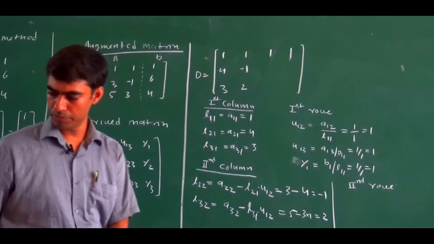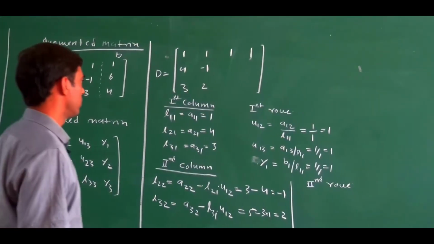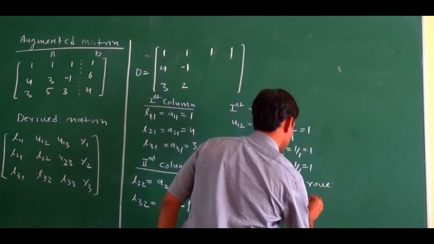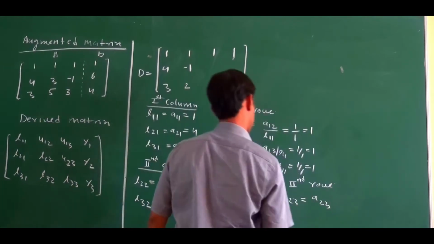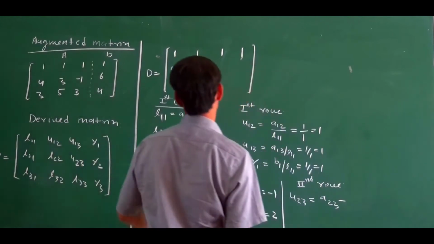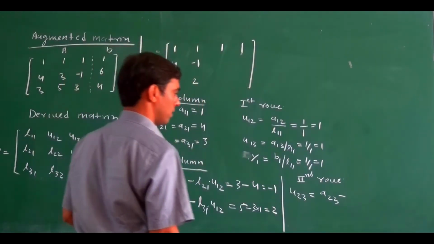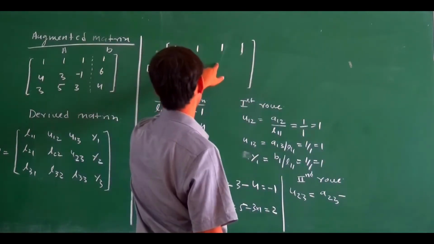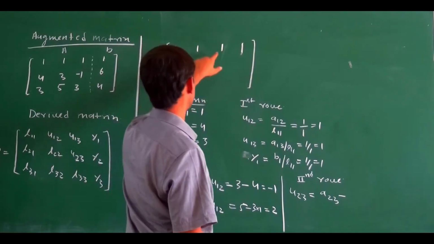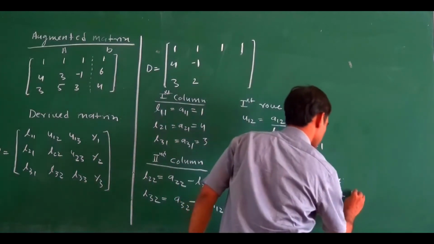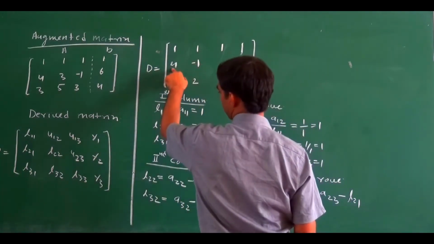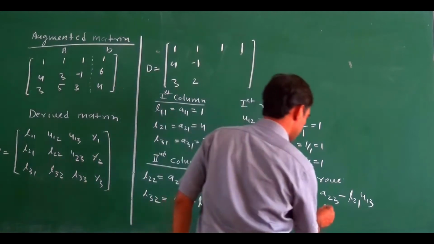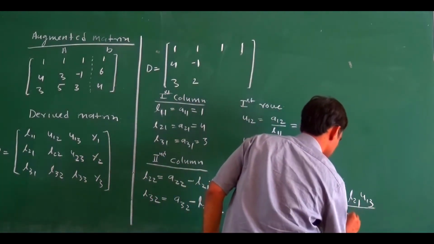Second row. Now, how do we find the value of the second row? Second row means the value of U23. U23 equals A23 minus the inner product of the corresponding values of the row, L21, and the corresponding values of the column, U13, divided by the principal diagonal element.